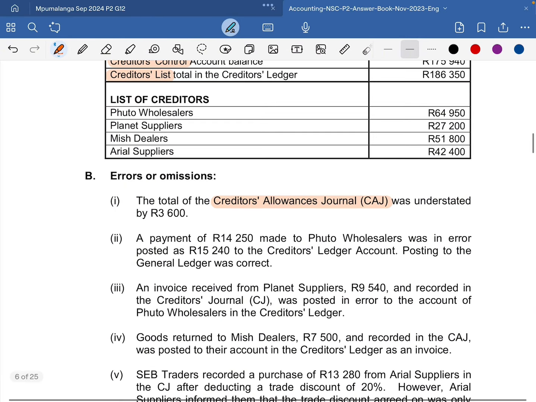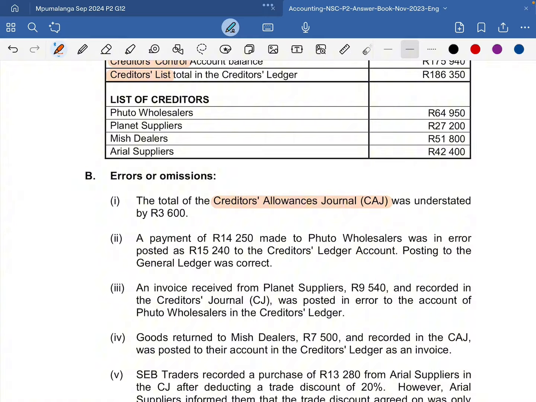So going back to the first one, we have the CAJ, which was understated by 3,600. So the CAJ is where we record the returns to suppliers. So these are goods that we return to suppliers and we are no longer interested in them. It could either be damaged goods or goods that we no longer want to have at our disposal.